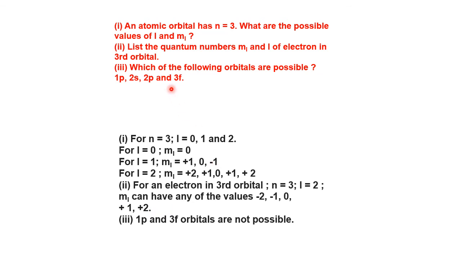Which of the following orbitals are possible? According to quantum number theory, 2s is possible and 2p is possible. There is no 3f, because the f orbital starts from 4f. And there is no 1p, because p starts from 2p. So 1p is not possible and 3f is not possible. Only these two are possible.